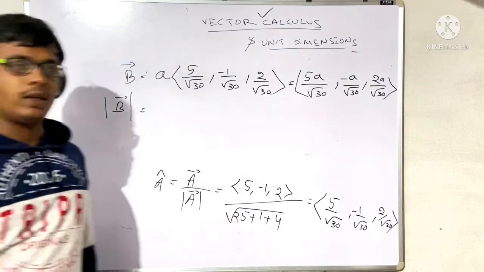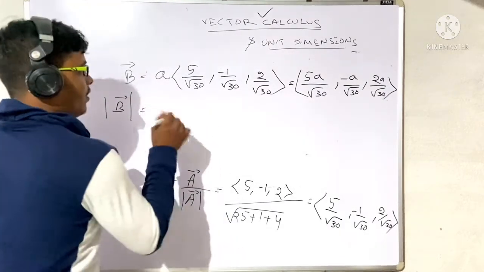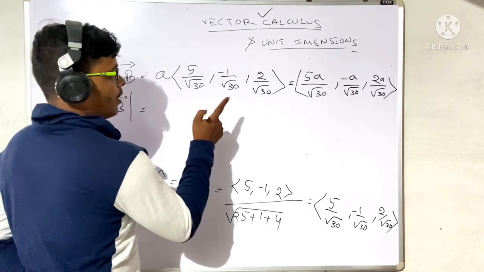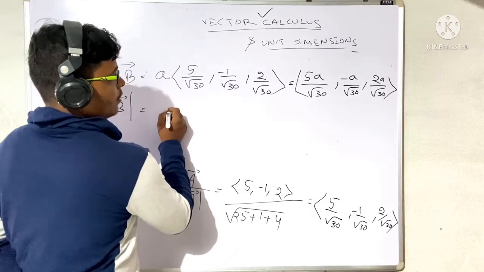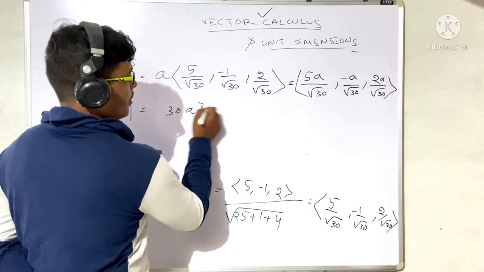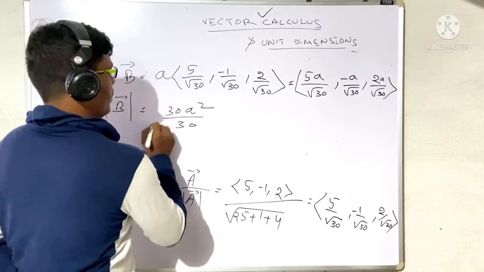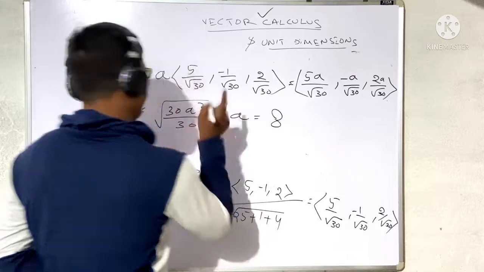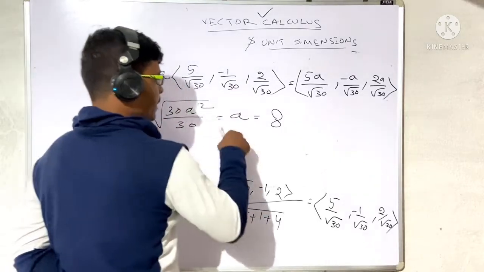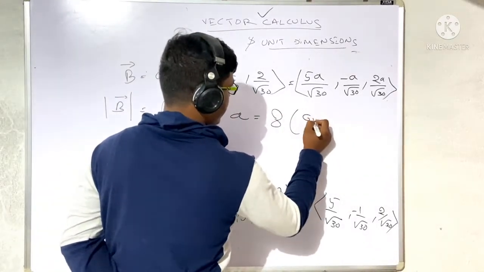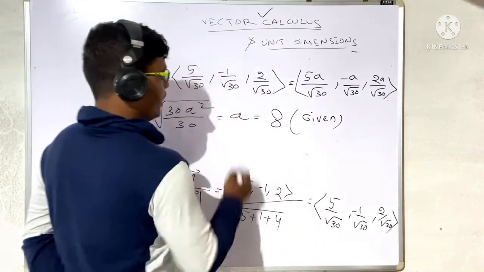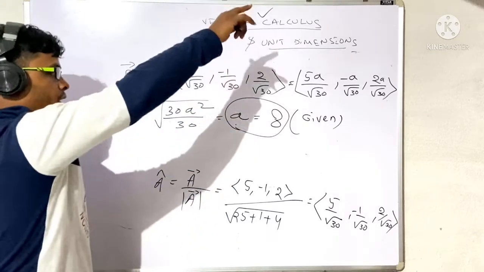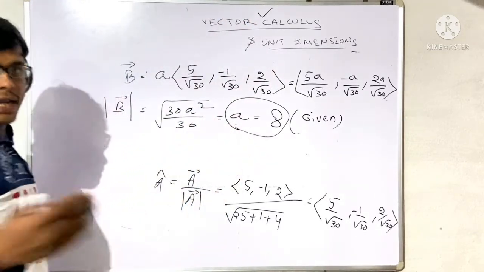We have the formula, go to the previous lecture. So you will see that the B magnitude will be root of 30a square divided by 30. So this will be equal to a, and it is given in the question that B magnitude is 8. So what is the value? I got a, but given in the question that B magnitude is 8, so a will be 8.